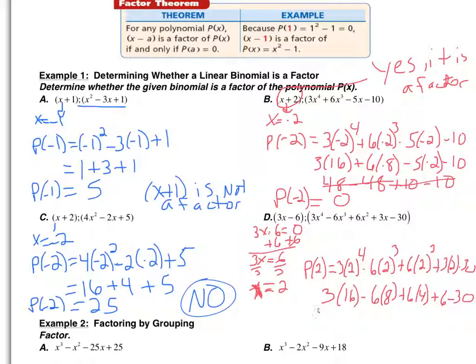3 times 16 is 48. Negative 6 times 8 is negative 48. 6 times 4 is 24, plus 6, minus 30. 48 minus 48 is 0. 24 plus 6 is 30. 30 minus 30 is 0. So in this case, p of 2 equals 0. So yes, 3x minus 6 is a factor.